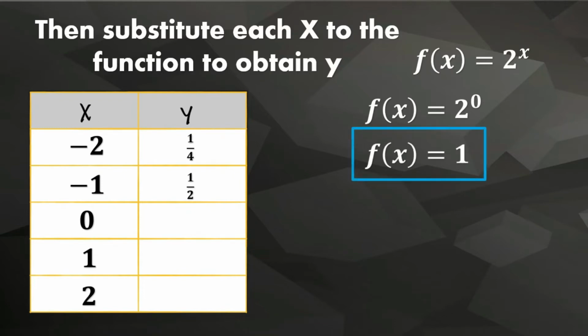So, dito, baka nagtaka kayo bakit naging 1 siya kasi any number raised to 0 is always 1. Kahit gaano kalaki yung base niyan, kahit 99999 pa yan, 1 ang magiging sagot as long as the base is raised to an exponent of 0. So, again, continue the process.